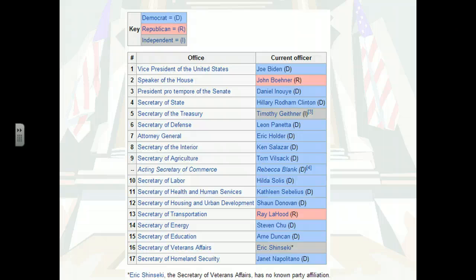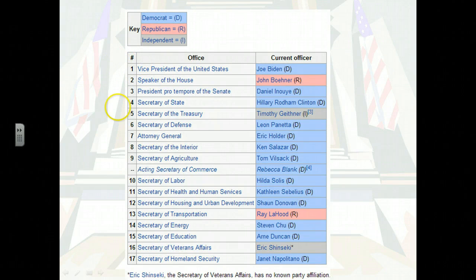And if you look at this slide, it's kind of interesting because you can tell on the top here, there's a key. All the blue are Democrats, red are Republican, independents are in gray there. So like the second person in the order of succession is actually Republican. Boehner is the Speaker of the House. Most people on this list, of course, are Democrats.